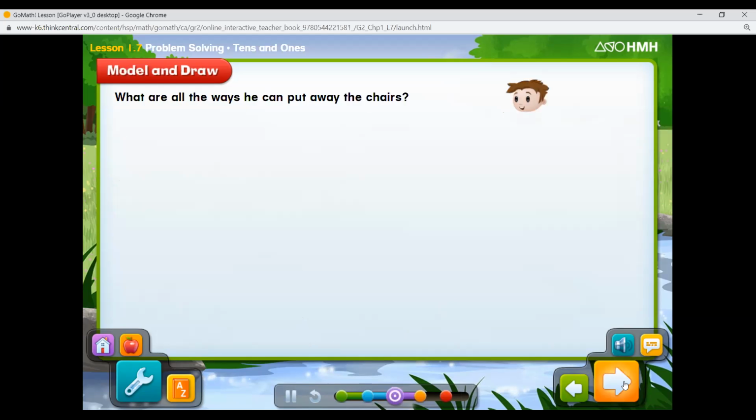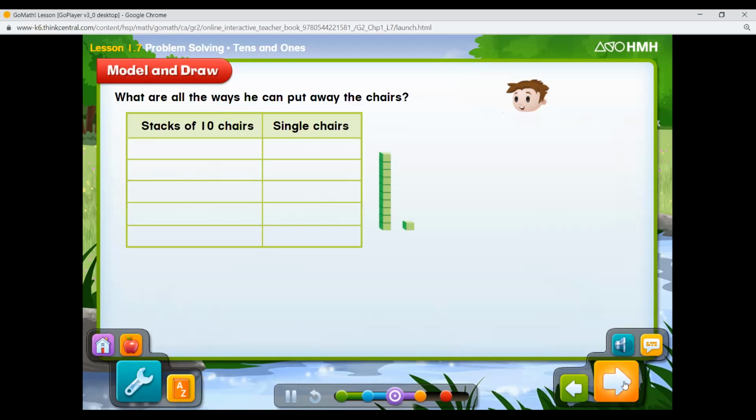Mr. Winter is putting away 46 chairs. He can put away the chairs in stacks of 10 or as single chairs. What are all the ways he can put away the chairs? Let's use a table and base 10 blocks to help us solve the problem. Then we'll use patterns to solve the problem. 4 10s and 6 1s represent 46 chairs. In the table, record this first way Mr. Winter can put away the chairs.